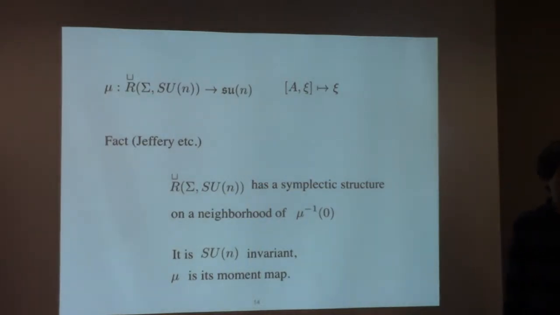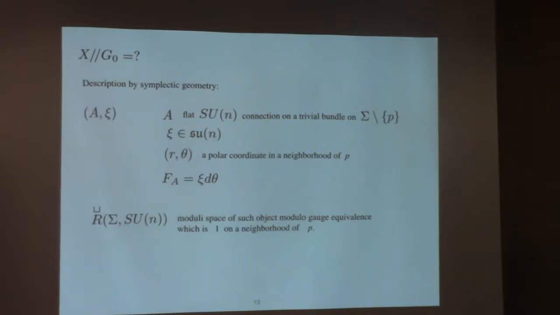Can you remind us what Xi is, sorry? Pardon? Can you go back one slide? Yeah, let's see what Xi is. Xi is a monodromy around the punctures. Thank you.